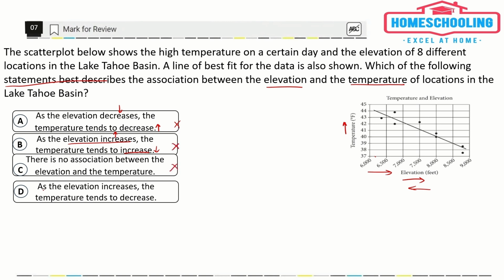Now look at option D. When elevation increases, temperature tends to decrease. As we can see here, at 6,000 elevation we have a temperature around 44 degrees Fahrenheit. And when we move toward higher elevation, that is 9,000, the temperature is 38. So the temperature is decreasing. So option D is your correct answer.